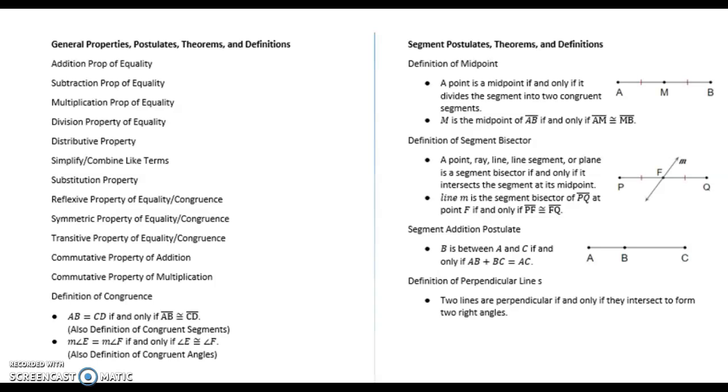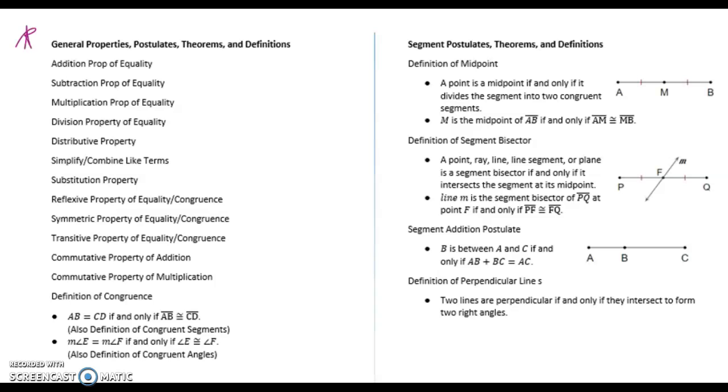Looking down here at our segment addition postulate, that is just when we know a segment, we don't know anything about it, and if you look at what we'd have, we would either need to know B is between A and C, or we would need to know AB plus BC equals AC. We also definitely do not have perpendicular lines. It said nothing about being perpendicular. So there's no segment property it could be.